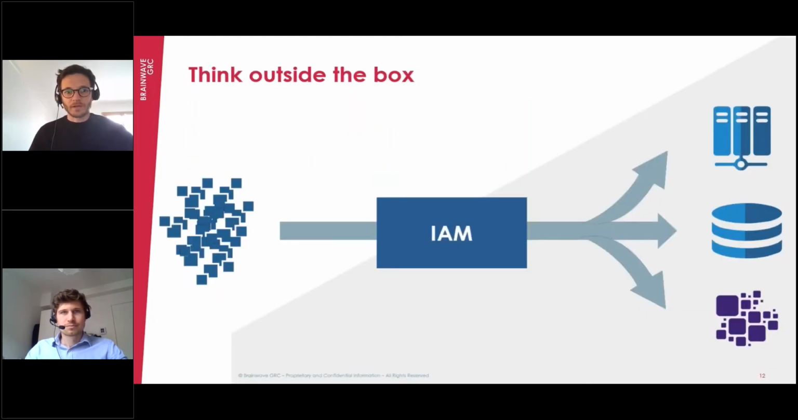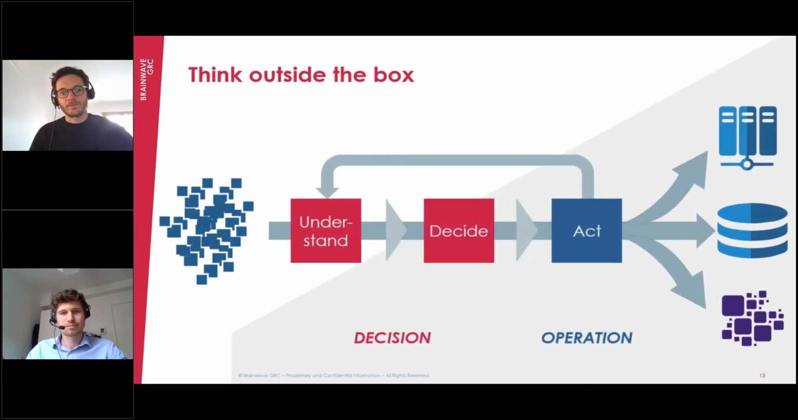So if we go back to this process, actually there is not one step to decide to grant accesses, but there are actually 3 steps. First, you need to understand what's going on. You need to understand the data. You need to understand the situation, the accesses, the identities. Then you are able to make a decision. And when you have decided, then you will be able to act. So it's the operation side.